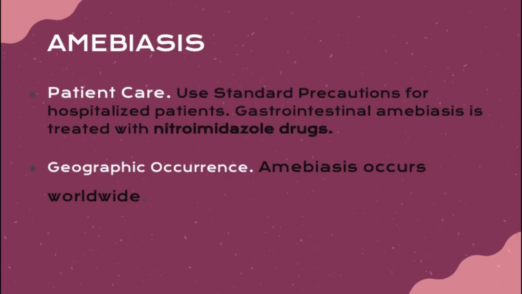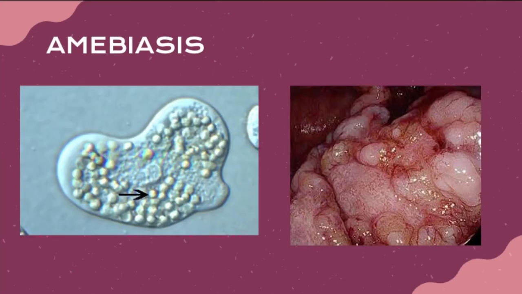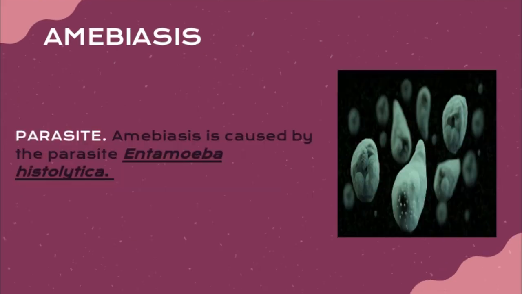Patient care uses standard precautions for hospitalized patients. Gastrointestinal amoebiasis is treated with nitroimidazole drugs. These drugs kill amoebas in blood, in the wall of the intestine, and in liver. Geographic occurrence naman is amoebiasis occurs worldwide. Amoebiasis is caused by the parasite Entamoeba histolytica.